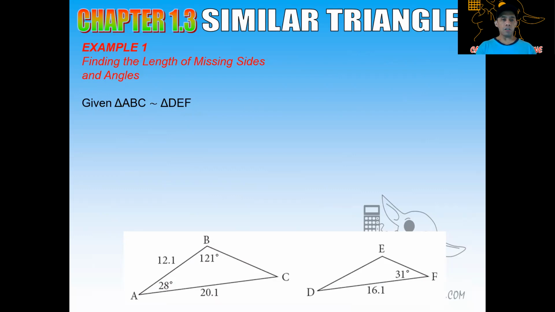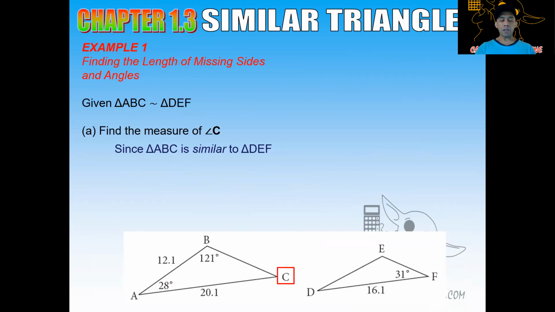All right. So starting off with the first question, it says determine the measure of angle C. If you take a look at the left-hand side here, this is the angle that we're solving for, angle C. And basically you want to look at the other triangle, the smaller triangle on the right, and see which angle is corresponding to that.